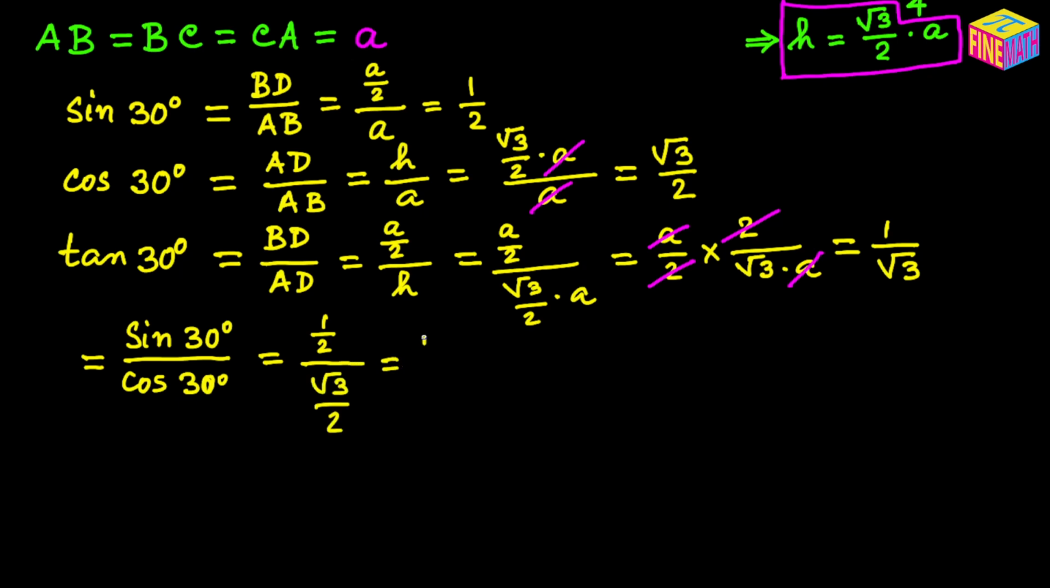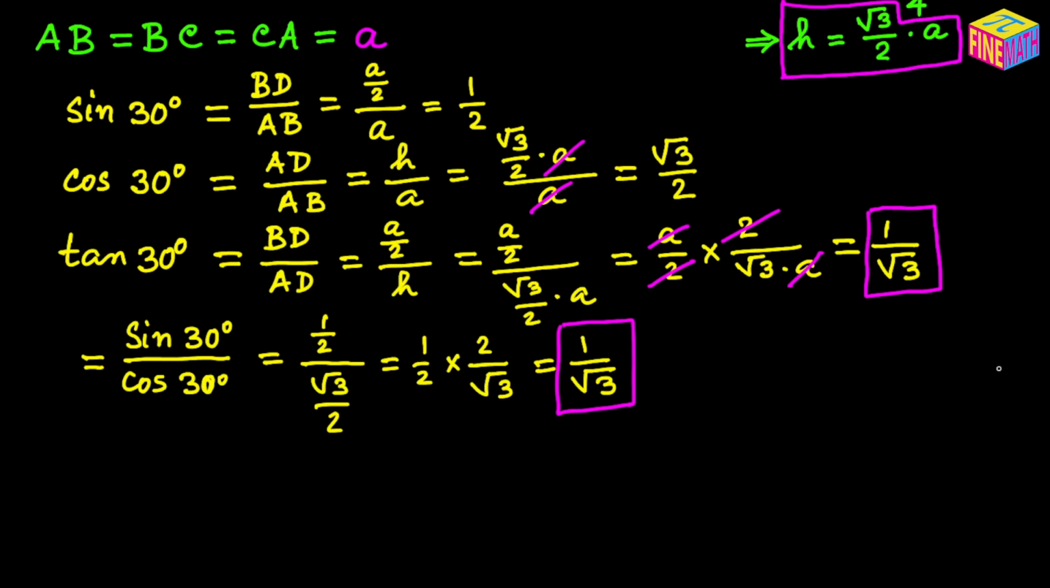So this will become half times 2 by root 3, and that will become 1 by root 3, because the 2's will cancel out each other. You see, in both the cases we got the same value, 1 by root 3 for tan 30 degree. So tan 30 degree comes out to be 1 by root 3.